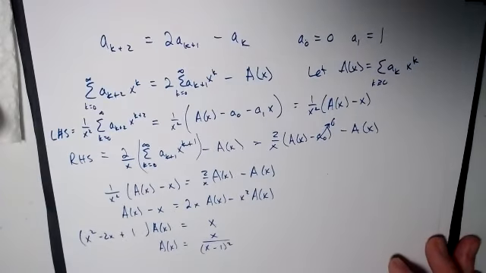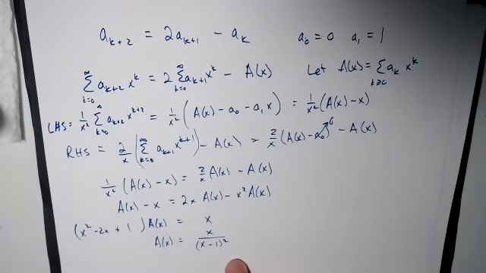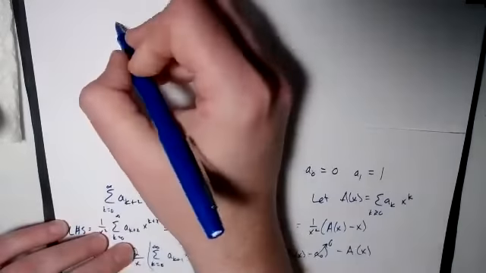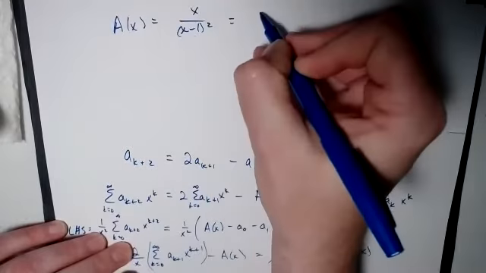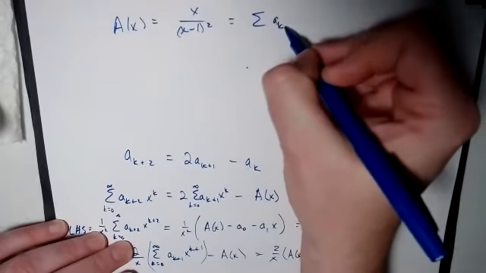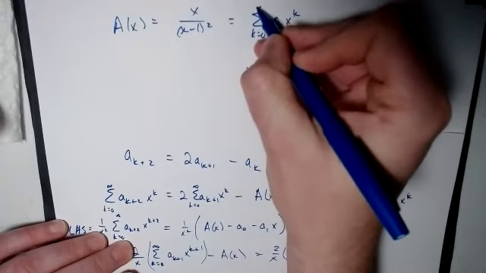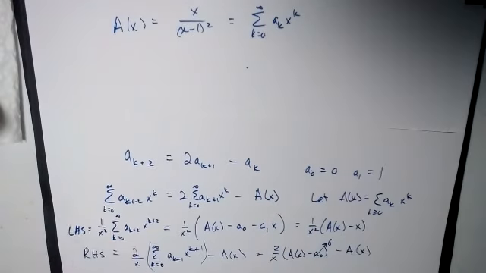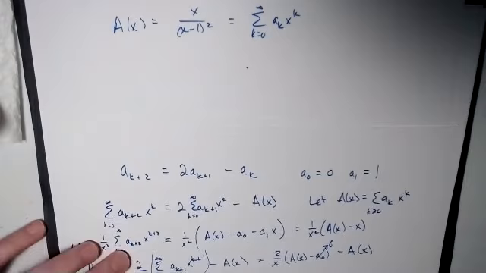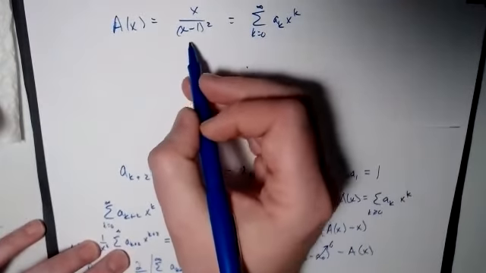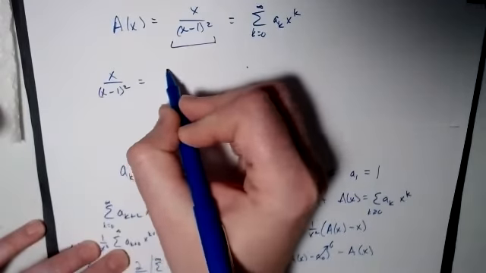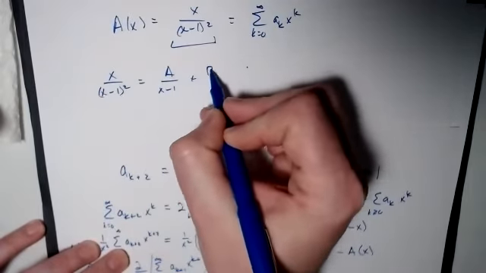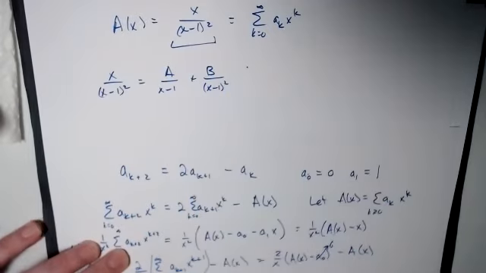So about that partial fractions example that I forgot to record, it's almost exactly identical to what we're going to now do. So we have A(x) equals x over (x minus 1) squared. That's also equal, remember, to the sum of a_k x^k as k goes from 0 to infinity. And we're trying to figure out what a_k was. So we'll use partial fractions on this piece and write x over (x minus 1) squared as a over x minus 1 plus b over (x minus 1) squared.